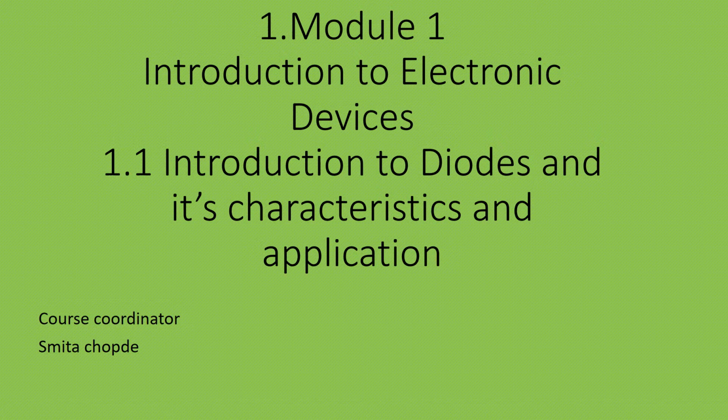Anyway, the first module consists of an introduction to the devices and the Zener diode application. That is one part, and then getting yourself known to the various semiconductor devices like the bipolar junction transistor, field effect transistor, and metal oxide semiconductor devices. First, let us try to have an introduction to the diode, its characteristics and its application.